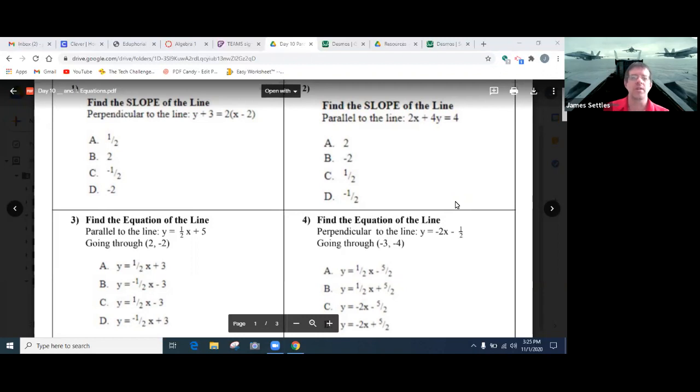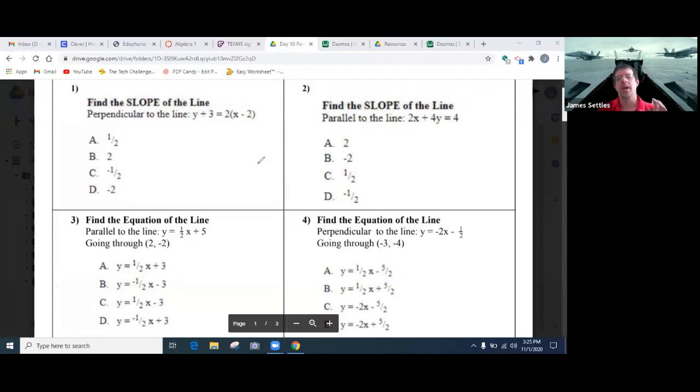All right, so yesterday we talked about parallel and perpendicular. And if you remember, parallel was the easy one. Parallel slopes are the same. Perpendicular was the one that was a little bit tougher. Perpendicular was opposite reciprocals. Opposite means to change the sign. Reciprocal means to flip the fraction. There are two things that have to happen to be perpendicular.